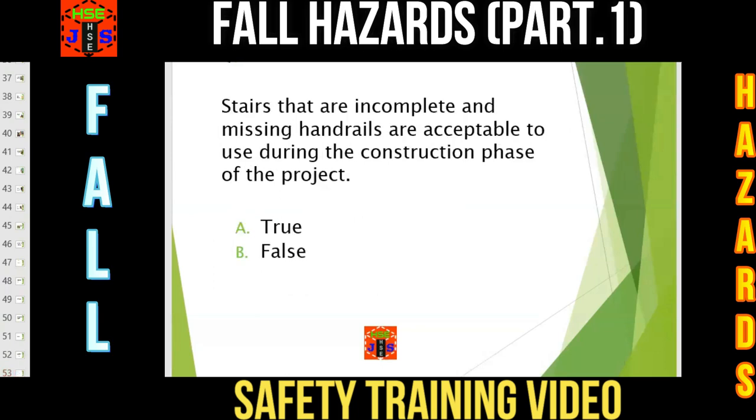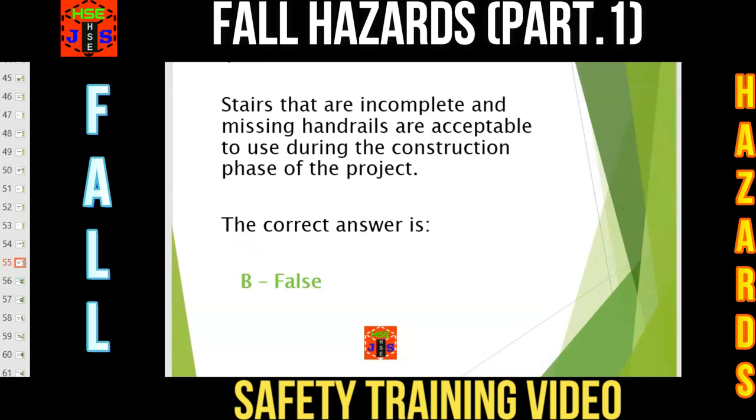Question number 5. Stairs that are incomplete and missing handrails are acceptable to use during the construction phase of the project. A, true. B, false. What will be the correct answer? The correct answer is B. You cannot use stairs that are incomplete or missing handrails during the construction phase of the project because it may lead to a potential workplace accident, and that is not allowed.